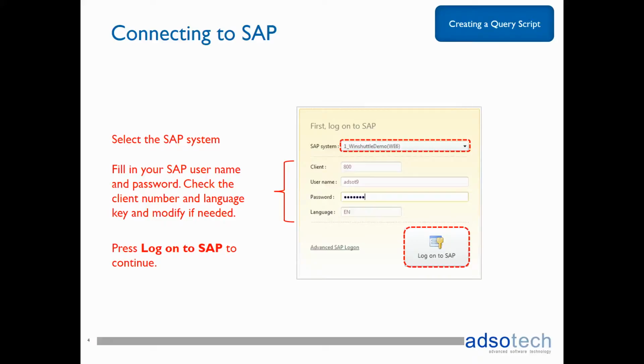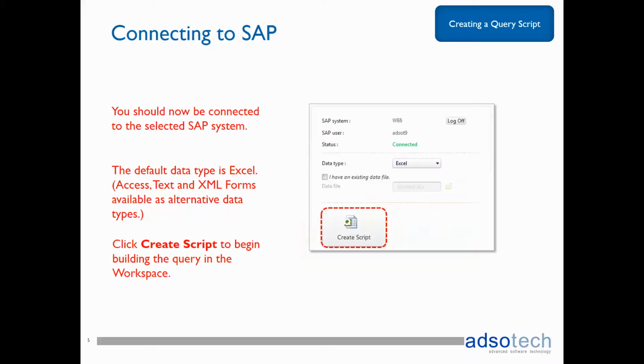Once you have selected the query method, you will be prompted to select the target SAP system and provide your credentials. So fill in your username and password and then press Log on to SAP to continue. Once connected to the SAP system, press the Create Script button to start building the script. The default data type will be Excel, but WinShuttle Query also supports Access, Text, and XML form data types as well. But in our example, we will be building an Excel template for our query, so we can continue with the default data type.